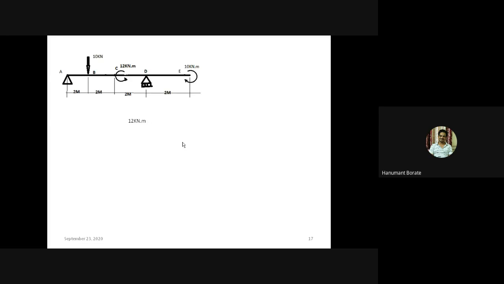Generally, the question is like this: find out the shear force at point C, find out the bending moment at point D. Then the nature of the SF diagram between region C and D, the nature of the bending moment diagram between region D and E, like this. Okay, so this is the load diagram.